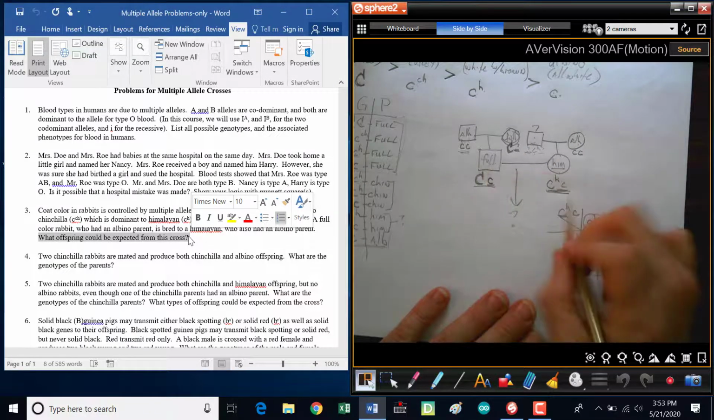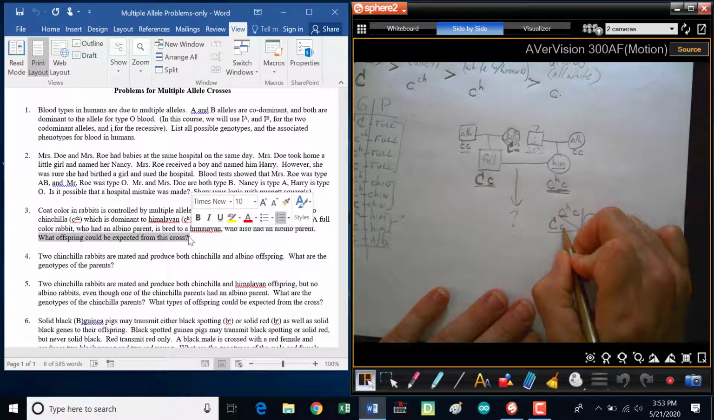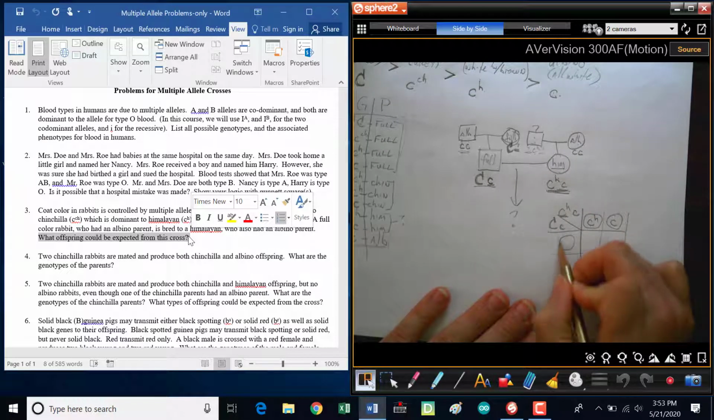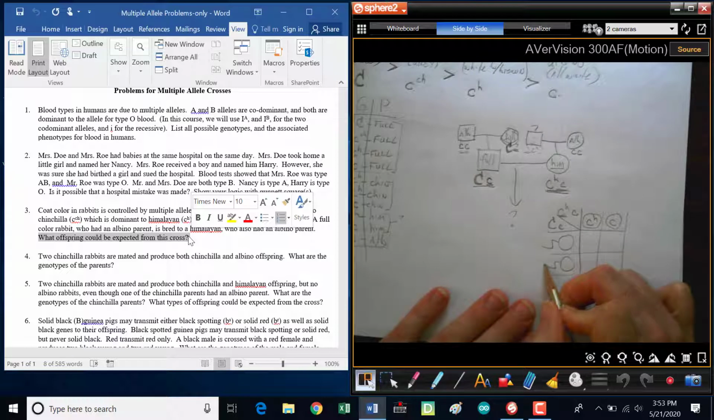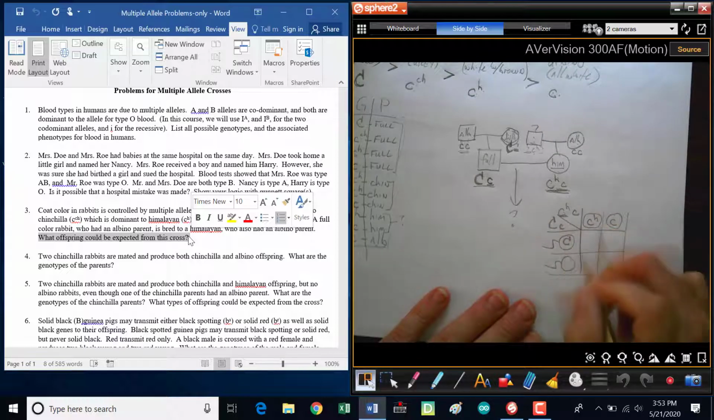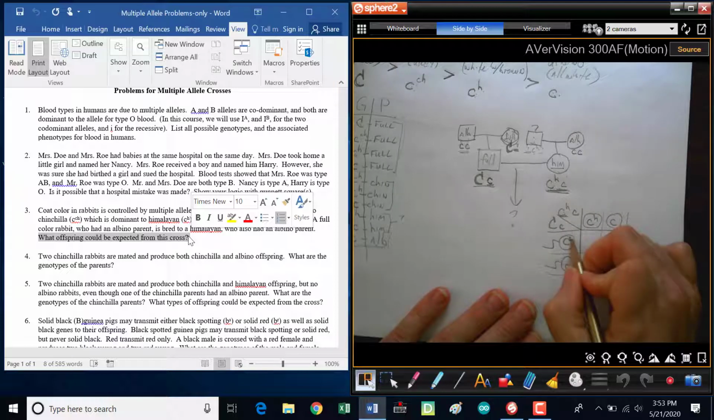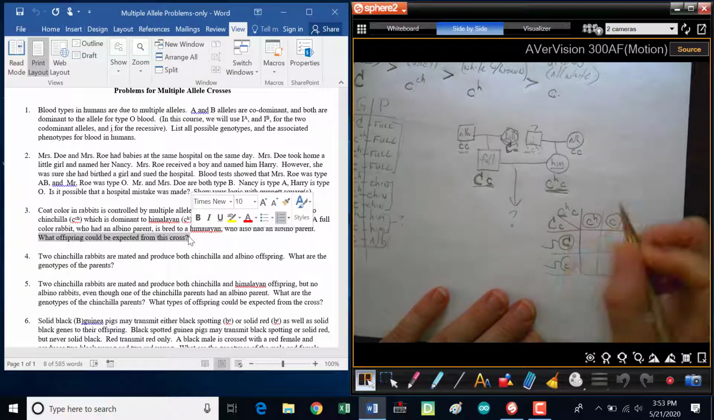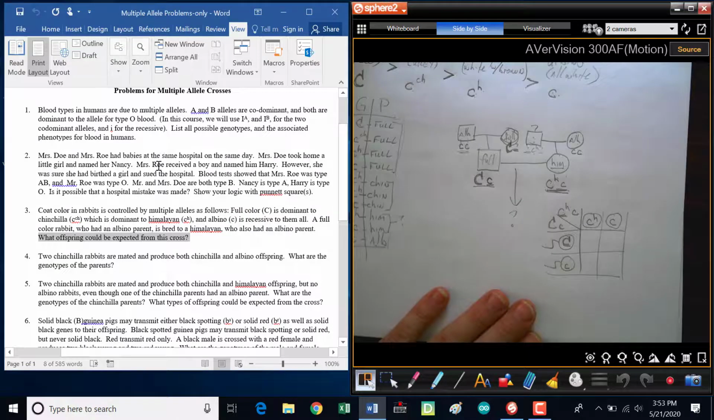His genotype is big C, little c. So he can produce two kinds of sperm for this trait, for his fur color trait. He can produce ones that have the big C gene in them and ones that have the little c gene in them. And again, I hate it that it's C, but this question was already written here, and they chose to use the letter C, which I hate.